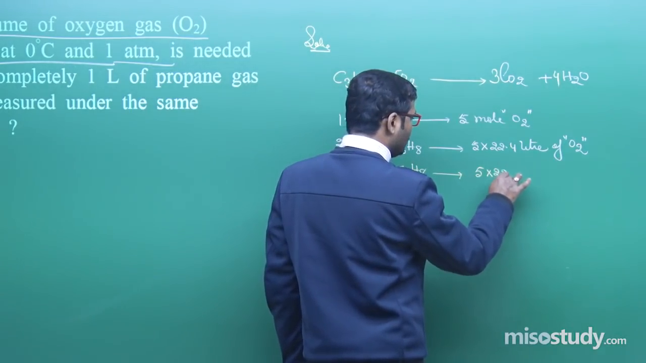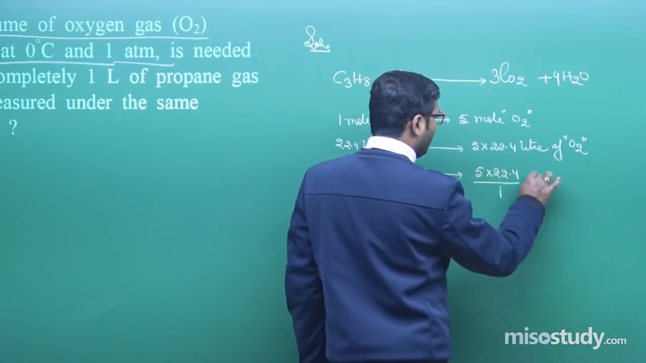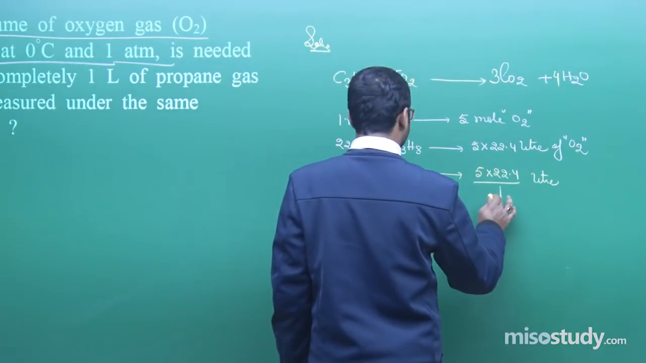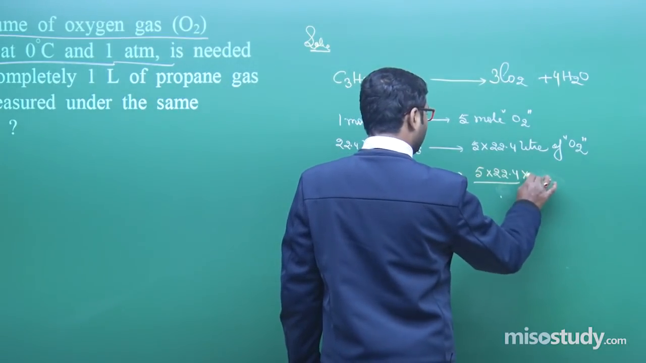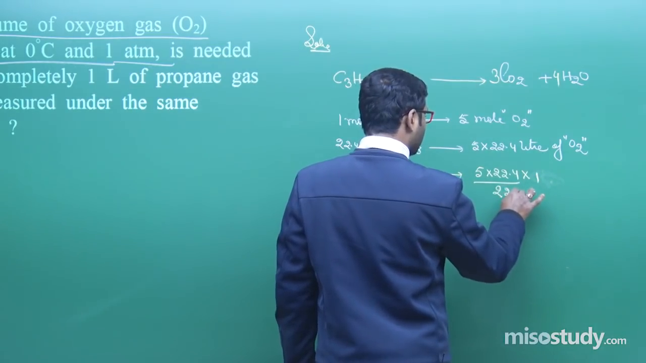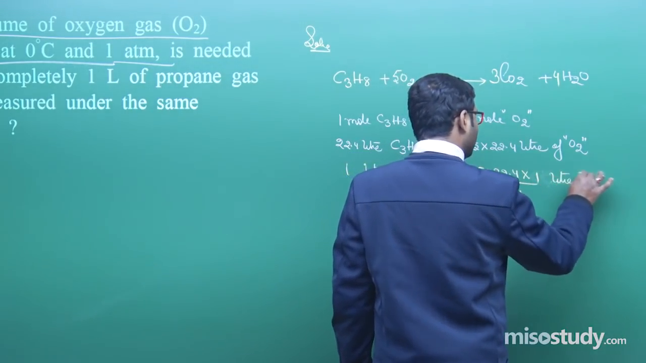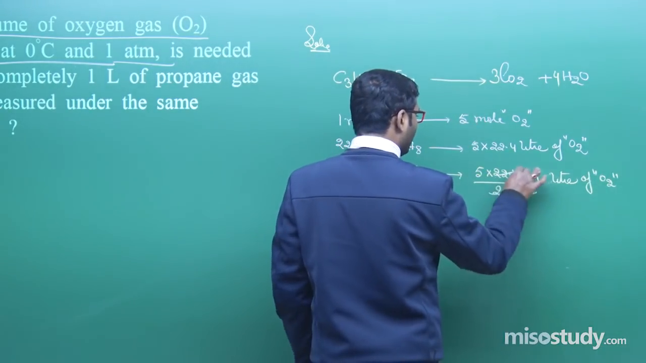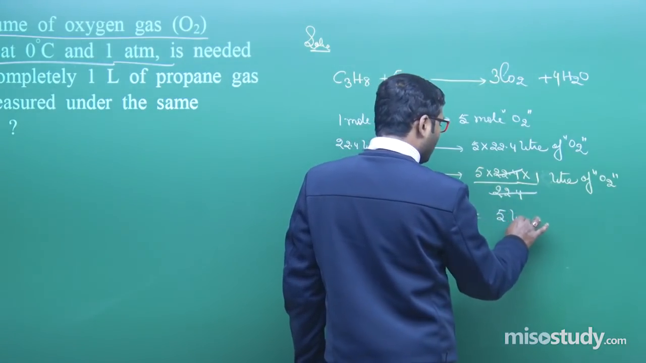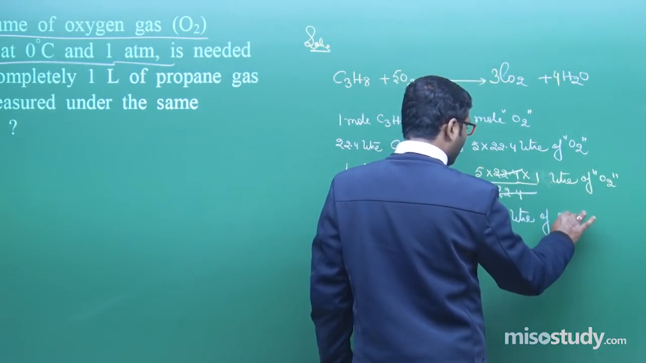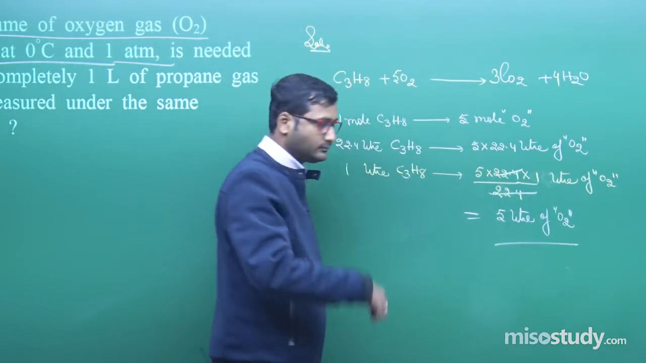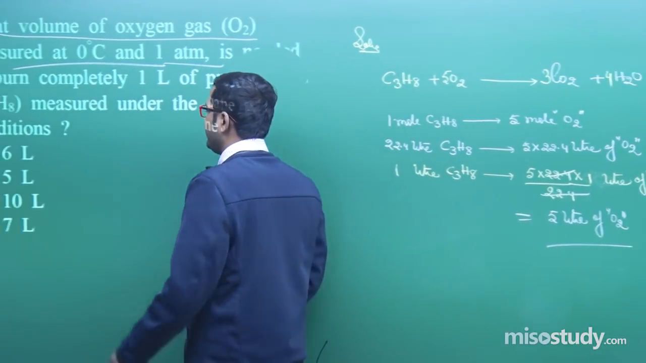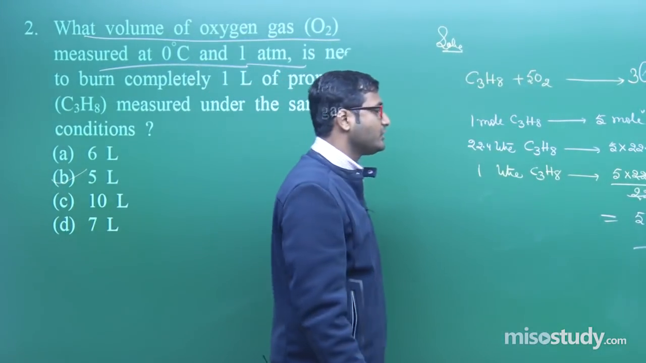1 liter of propane requires 5 into 22.4 divided by 22.4 liter of O2. Is it clear? Now 22.4 will cancel 22.4, so it is equal to 5 liter of O2. So what is the answer? It's very simple. B is the correct option, 5 liter.